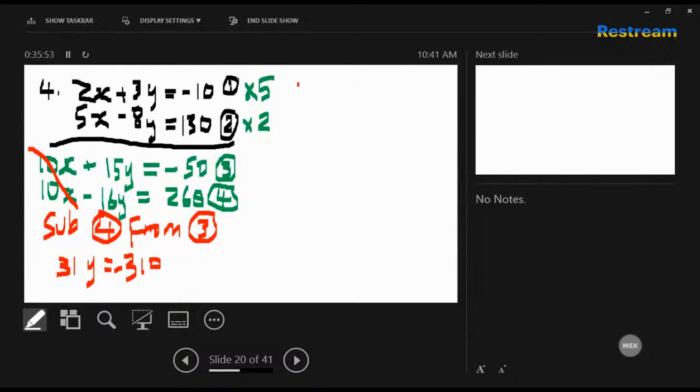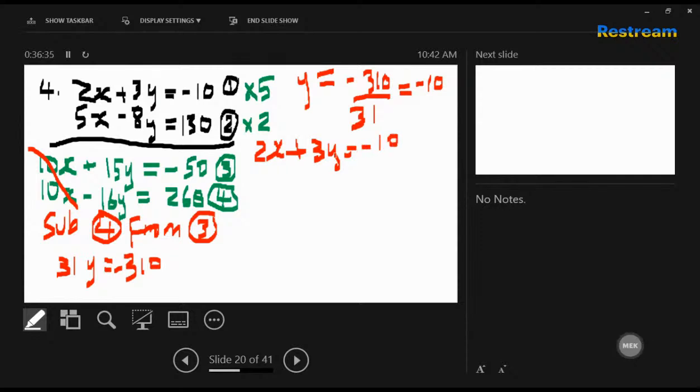Therefore, y would be negative 310 divided by 31, which is negative 10. All right, so if y is negative 10, we need to plug that into one of these equations. Anywhere you choose which one you want to work with. So I'm going to work with the first one that has smaller numbers. And I'm going to plug in negative 10 wherever y is.